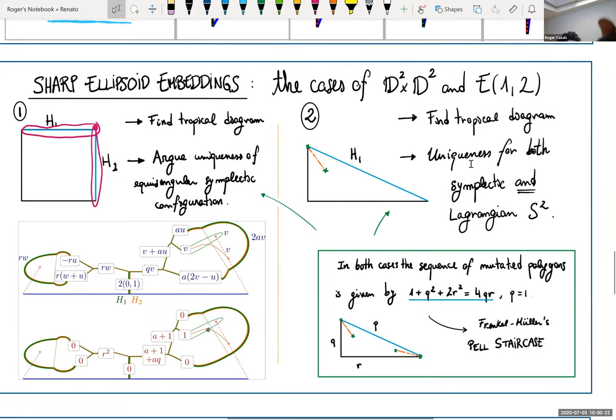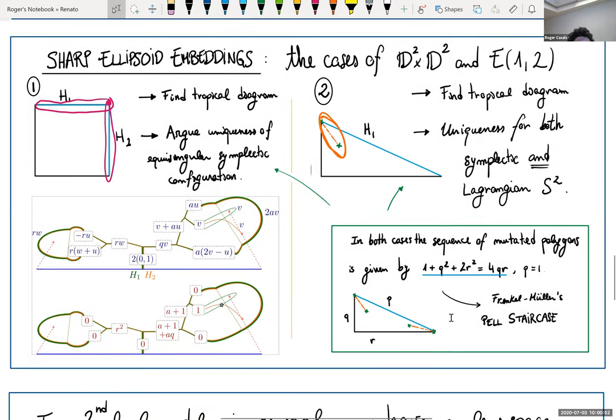Same in here, except that now in the case of E12, you have a Lagrangian sphere, and then you have a symplectic curve, H1. You need to argue that this H1 is unique. That follows rather immediately from Gromov. But then you need to argue that this Lagrangian sphere is unique, and that's what Richard can tell you. Again, in both cases, you keep mutating and you follow a sequence which, in this case, recovers the Pell staircase.